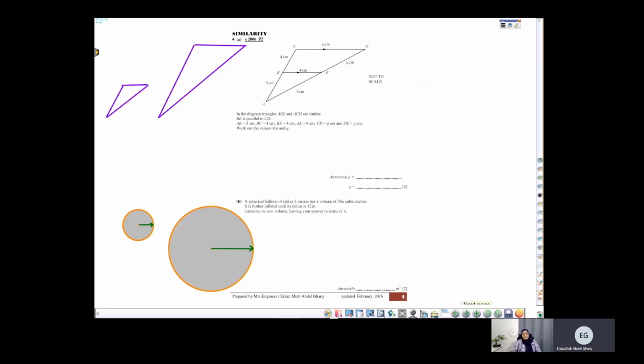Now, next question. Another triangle embedded in a bigger triangle. And in this case, he said clearly the word similar. Let's zoom in.